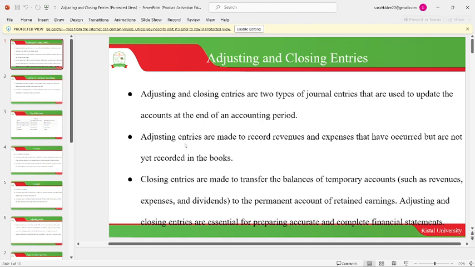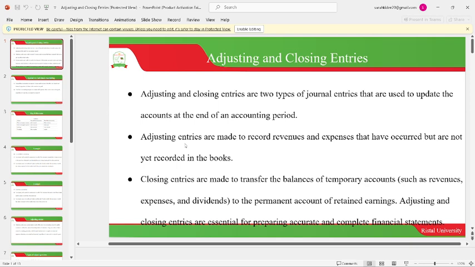Yes, good evening, class. Today we are going to look at adjusting and closing entries. Adjusting and closing entries are two types of journal entries that are used to update the accounts at the end of an accounting period.